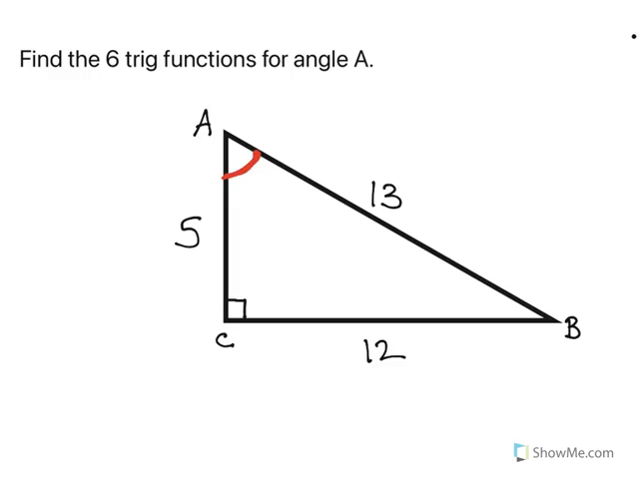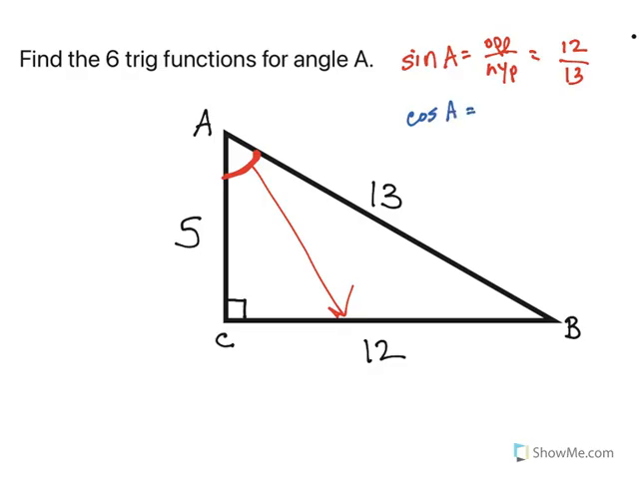So first things first, if I want to find the sine of angle A, I know that the sine is opposite over hypotenuse. So the opposite side is 12, and the hypotenuse is 13. There's the sine of A. Now, if I want to find the cosine of angle A, the cosine is the adjacent over the hypotenuse. So again, if I'm on A, the adjacent is 5, hypotenuse 13.